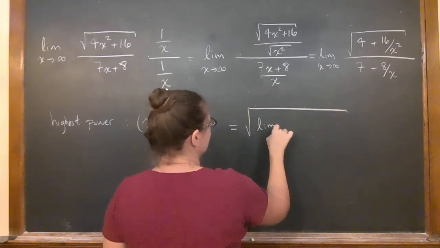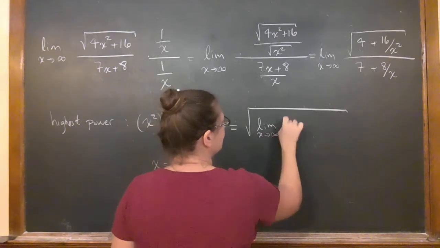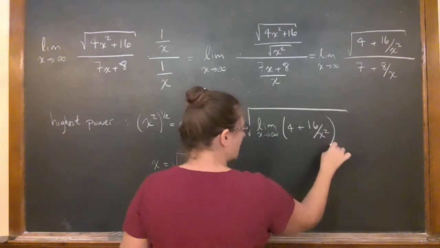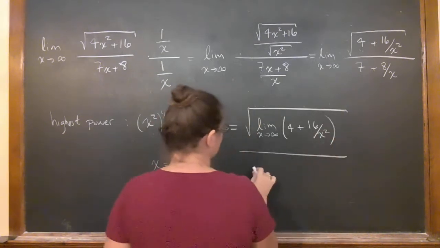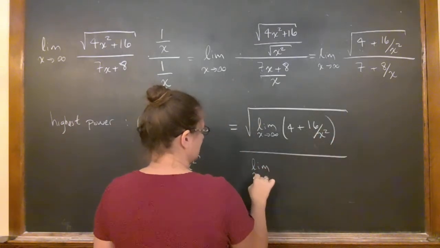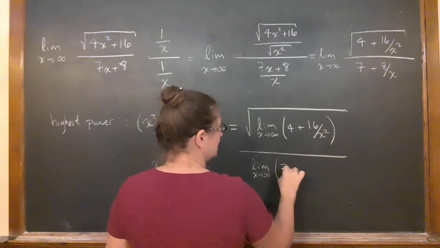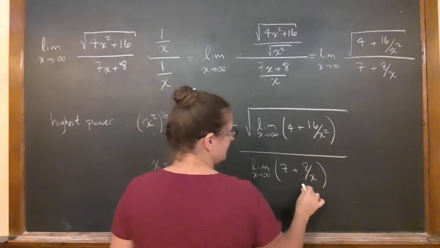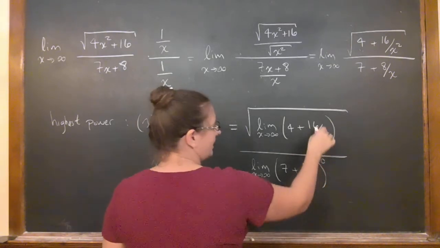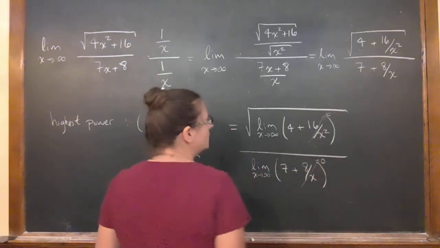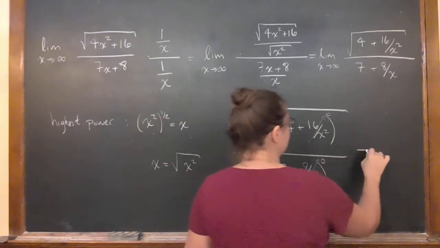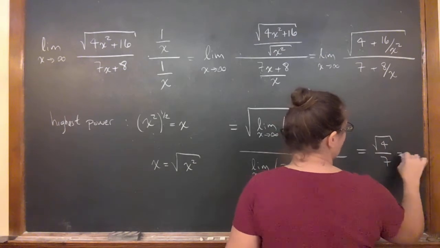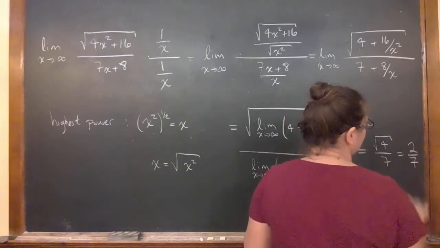again, with the limit as x goes to infinity of 4 plus 16 over x squared underneath the square root, and then I just have the limit as x goes to infinity here, 7 plus 8 over x. But you can see again, when I've got the 8 over x, that's going to 0. I've got the 16 over x squared, that's going to 0. The 4 and the 7 are the same, but I've got the square root, so I've got the square root of 4 over 7. So my answer is 2/7.